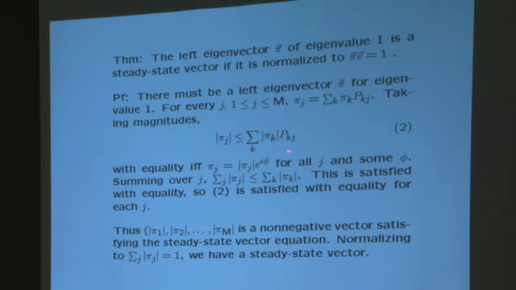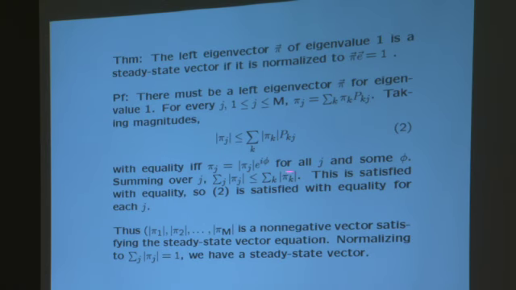And therefore, when I sum both sides over j, the sum over j of the magnitudes of these eigenvector components is less than or equal to the sum over k of the magnitude. This is the same as this. This j is just a dummy index of summation. Obviously, this is less than or equal to this, but what's interesting here is that this is equal to this.